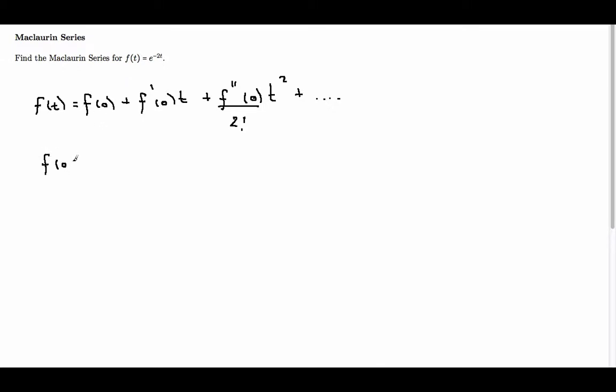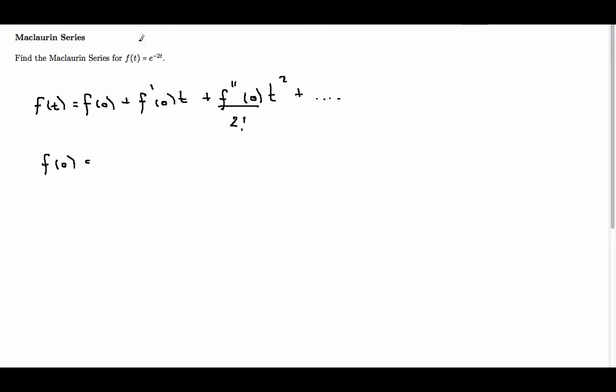For this example, we've been asked to find the Maclaurin series for the function e to the minus 2t. To calculate the Maclaurin series, we need to recall that f of t is f of 0 plus f prime of 0 times t plus f double prime of 0 over 2 factorial times t squared plus dot dot dot.